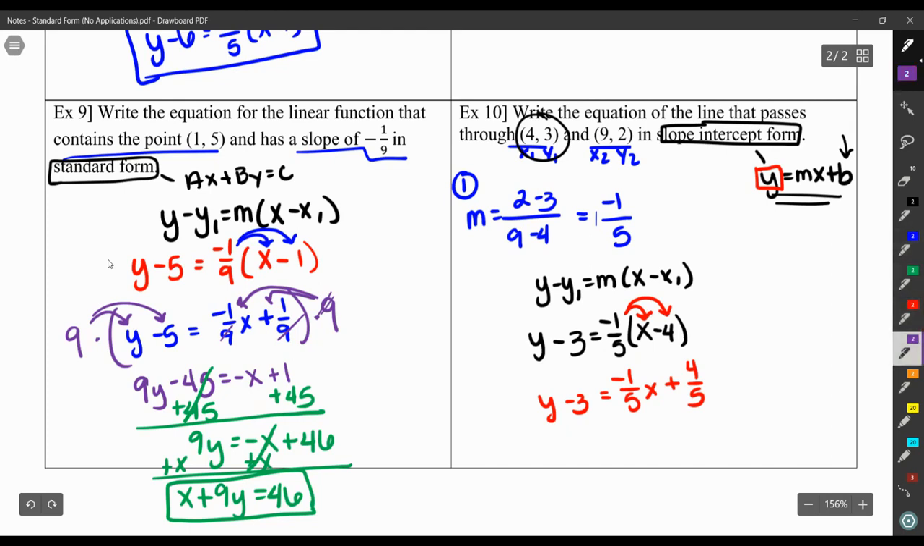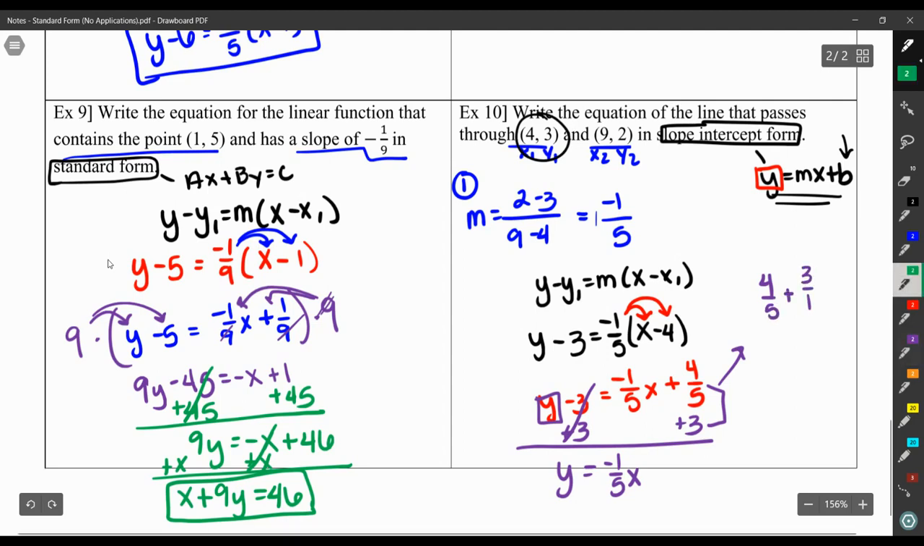Now, I can't get rid of my fractions because I'm allowed to have fractions in slope-intercept. So I'm going to have to sit here and add 3. To get y by itself, you've got to add 3, which means I'm going to have to add two fractions together. So we get y equals the negative 1/5 x. Now let's do this on the side. So 4 over 5 plus 3 over 1.